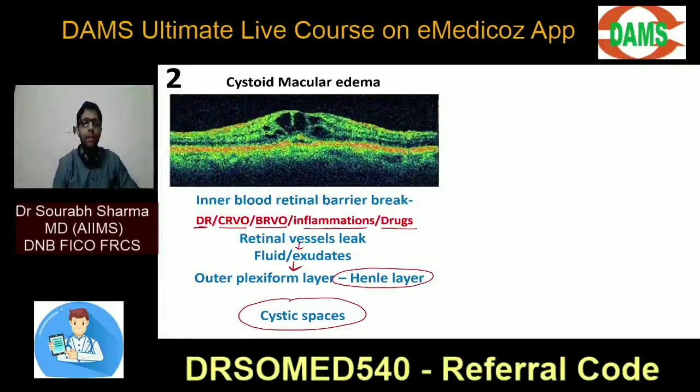That is why they named it macular edema. Mostly they go into the macular area. The thickness of the retina, the thickness of the macula, is increased. Cystic spaces are there. Cystoid macular edema is seen in all these conditions. And what is the pathogenesis? Inner barrier break.